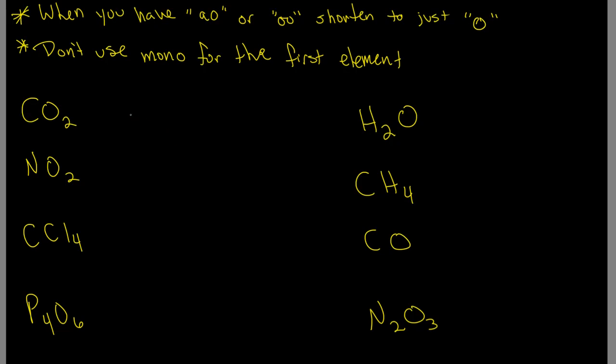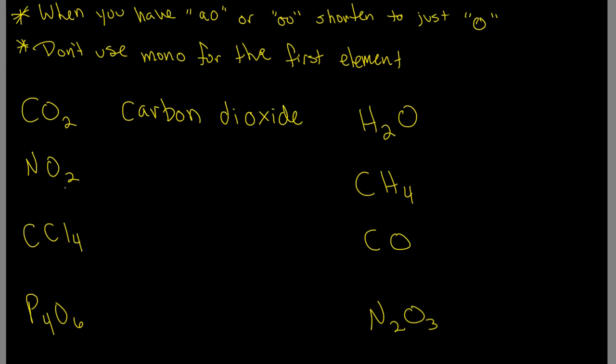CO2. C is carbon. There's no number here, so I don't need to use mono even though it's understood to be 1. I call carbon, carbon. First element keeps its own name. The next element is oxygen, and it has a 2 on it. Since it has a 2, I go ahead and put di, and oxygen changes to oxide. Remember, the second element ends in IDE, so oxygen changes to oxide. So CO2 is carbon dioxide.